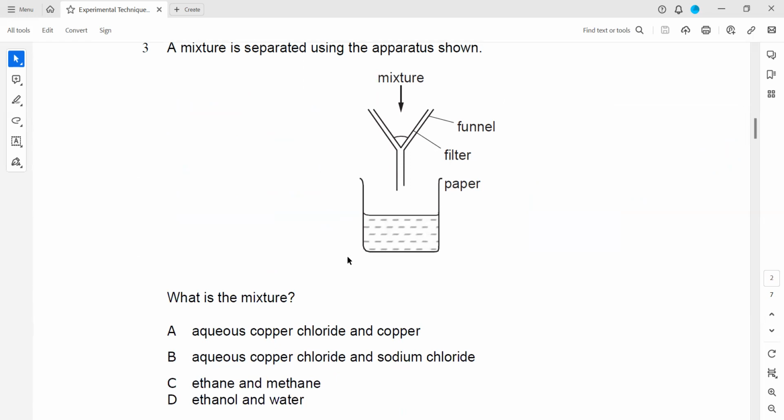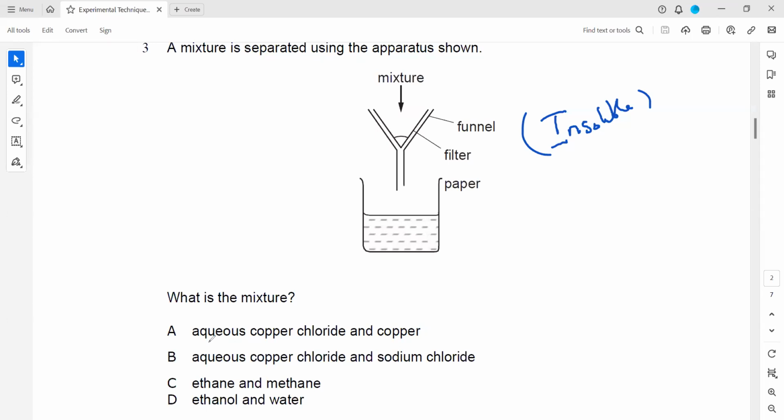A mixture is separated by using the apparatus shown. What is the mixture? Here, because we are using filtration, like a filter funnel is there. So when we are using filtration, it means the substance should be insoluble, should not dissolve, so that we can separate. Like one should be a liquid, another one is a solute, and that solute should be insoluble so that it does not mix and we can carry out filtration. So aqueous copper chloride and copper.